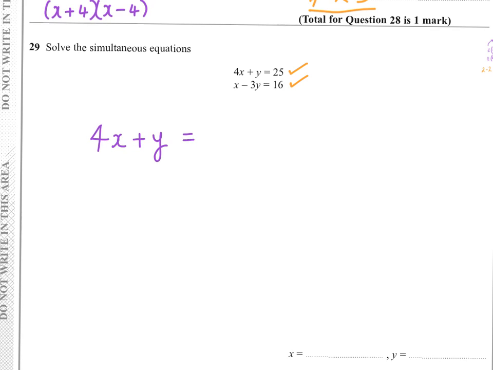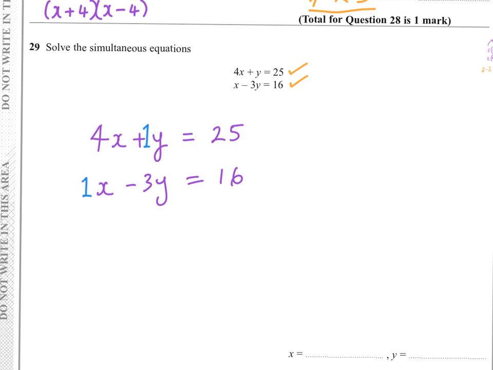Well, the method that I generally use here is to try and get the numbers in front of the x's or the y's the same. Now what I'm going to write here is 1x, even though you'd never usually write that, and I'm going to write 1y here, so you can see the numbers in front of the x's here are 4 and 1, and 1 and negative 3.